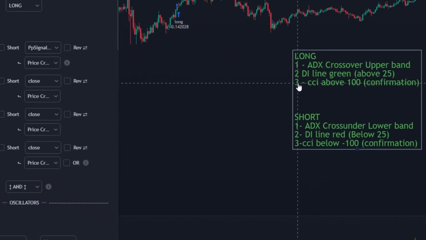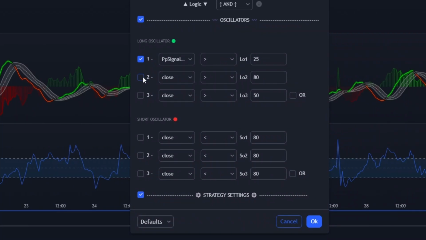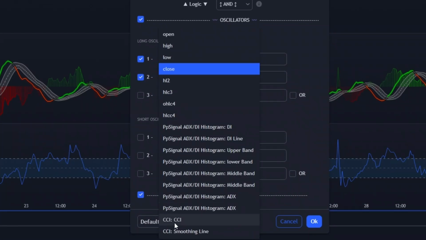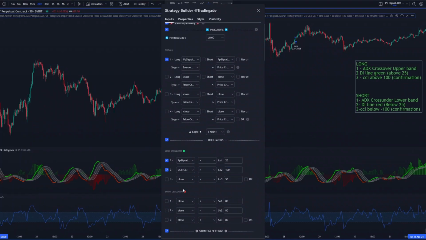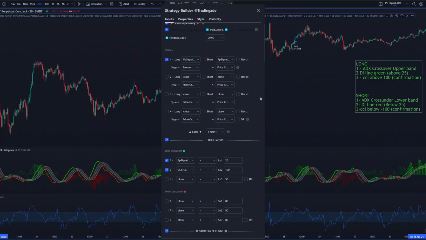And the third and last entry rule is that the CCI must be above 100 level. We turn on the second signal, we select here the CCI, and it must be above 100 level. And that's all. As you can see, in just 1 minute, we have built a strategy based on 2 indicators and following 3 different rules. The process for setting the short position is absolutely the same.